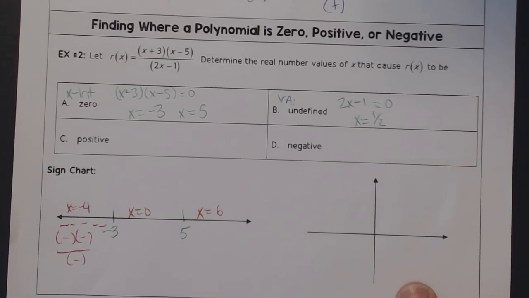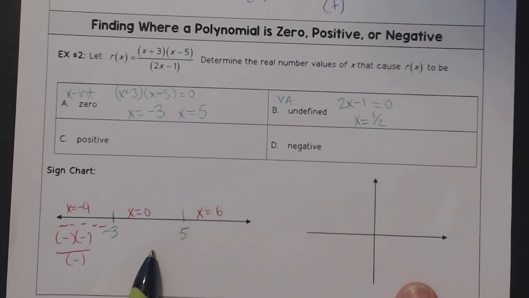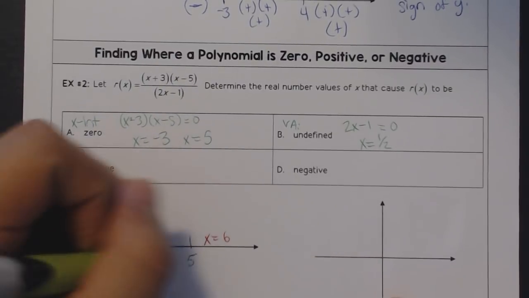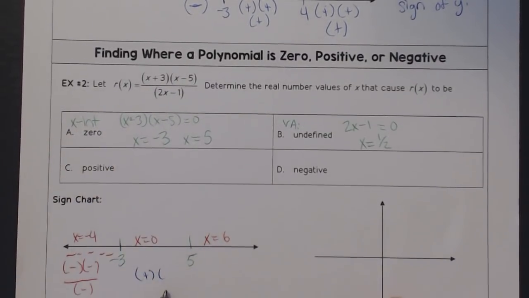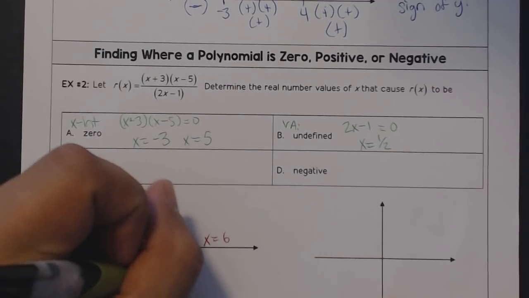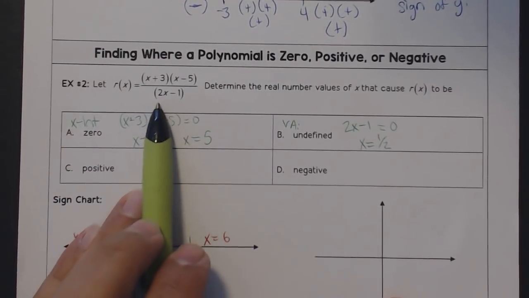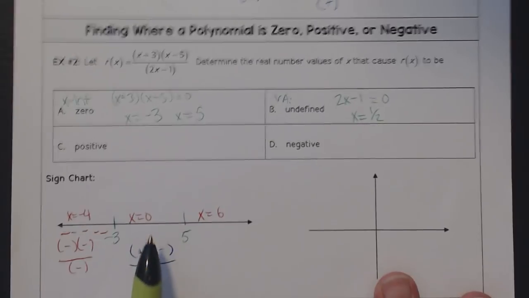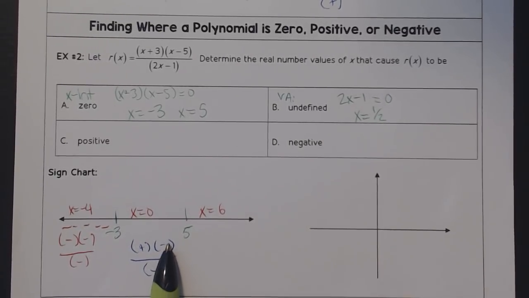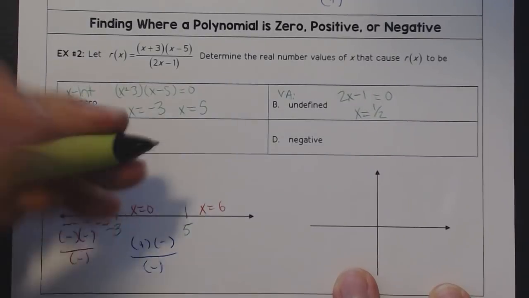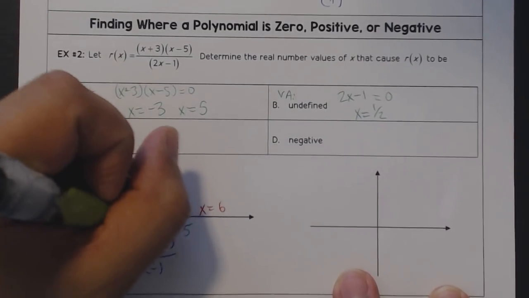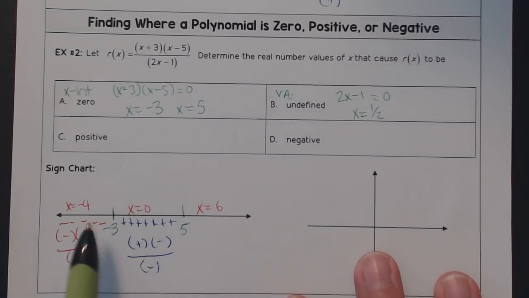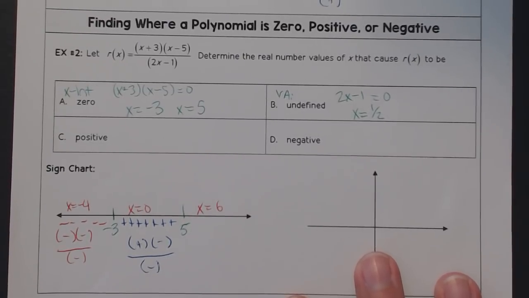Now for x equals 0, this one's a little bit simpler. We can find out directly. I go, okay, if I plug in 0, I get 3. That gives me a positive. The other one gives me negative 5. That gives me a negative. And at the bottom, if I plug in 0, I get negative 1. So what we get here is a positive and a negative gives me a negative. But a negative over a negative gives me a positive. So we put positive signs there, knowing that between negative 3 and 5, I'm positive. Less than negative 3, I'm negative.